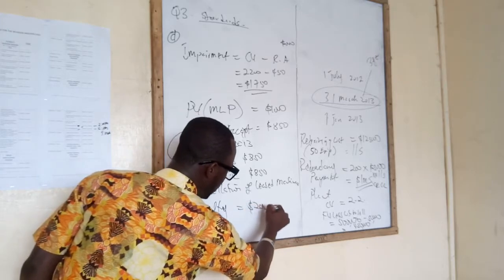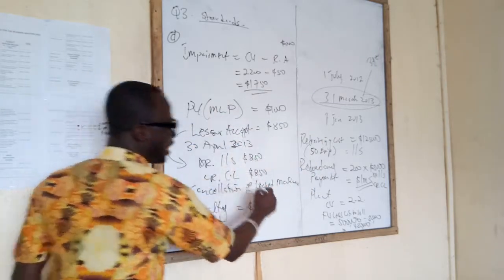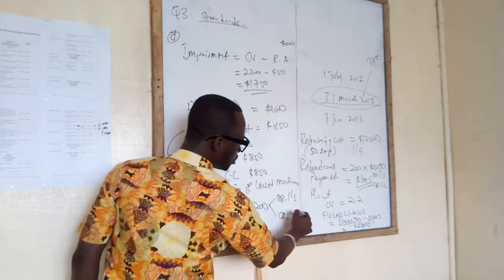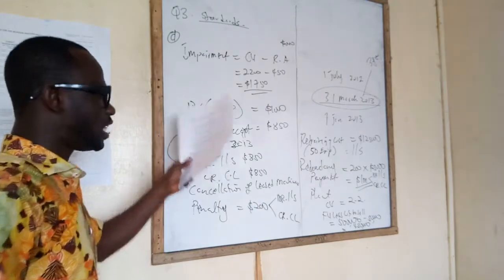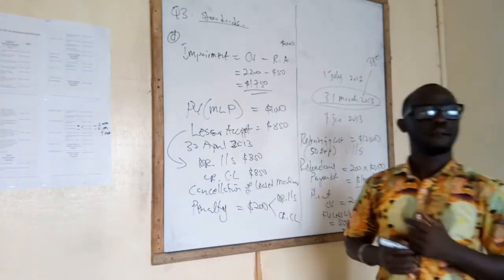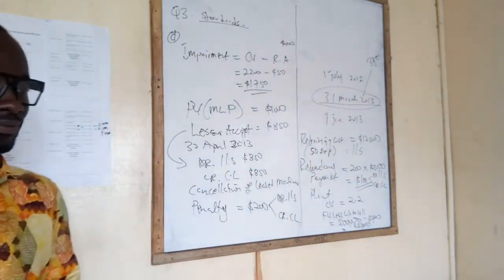That is what? 200,000. So since it is estimated and we are going to be paying, we will debit what? The income statement and credit what? Current liability. That's it. We are done. Any question? Any question? Does it make sense?